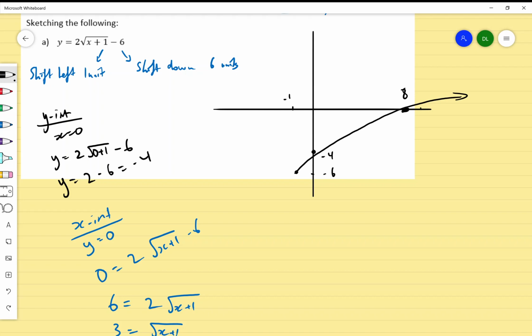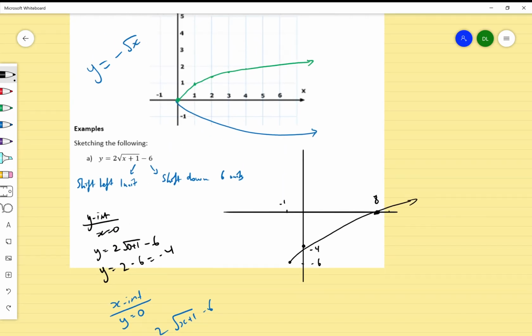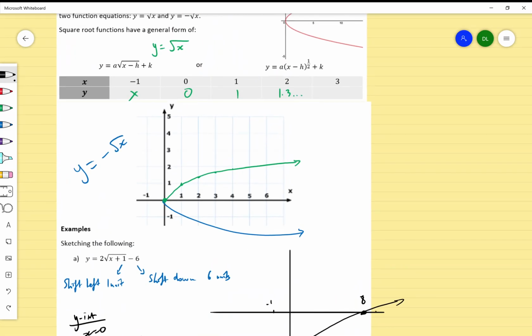So a few key points to take away: our square root function is half of a sideways parabola. It is only one half. It's not possible to draw both of them using the same function. And our function does not have an asymptote.